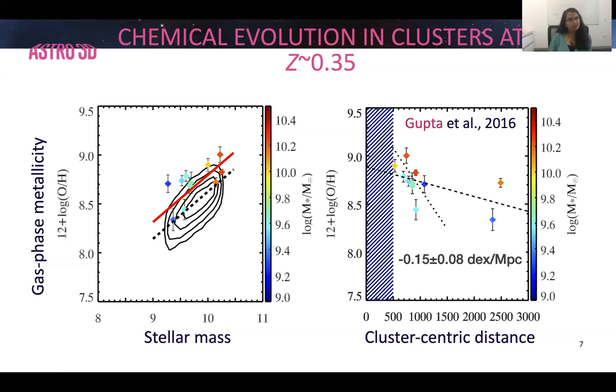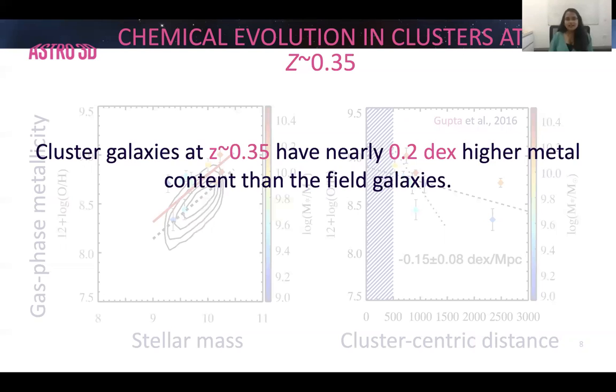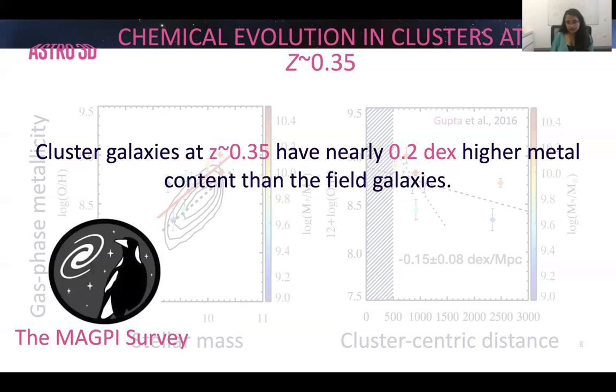so we can't derive any conclusive conclusions about it. So essentially, in the mass metallicity relation, what we find is that cluster galaxies at redshift 0.35 have nearly 0.2 dex higher metal content than field galaxies. And the MAGPIE survey, which is an ongoing survey, is going to target exactly this intermediate redshift regime, and they are going to have a range of environments to really test whether environment affects chemical evolution. It will be great in the next few years when we have all the data.